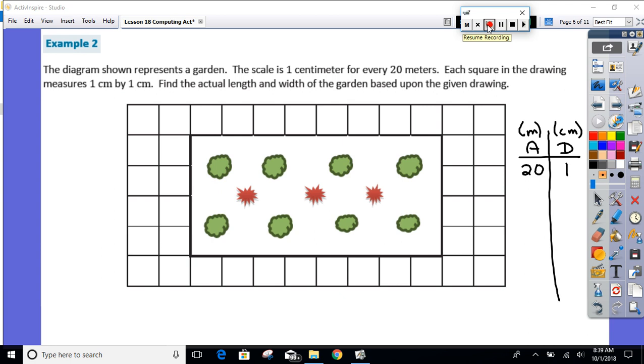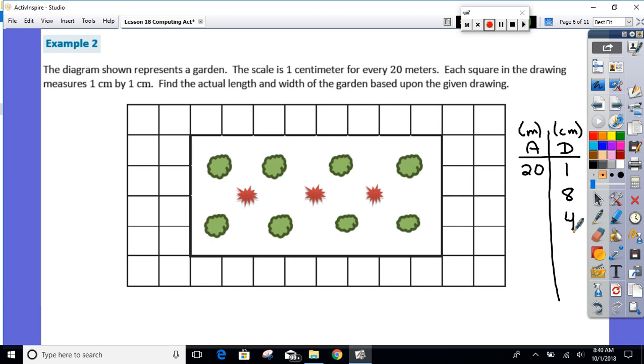Okay, Connor with an E, what did you put as the length and the width of the drawing, as in the picture? What was its length and width in centimeters? 8 and 4. Okay, good. So on the drawing, along the bottom, we have 1, 2, 3, 4, 5, 6, 7, 8. Along the side is 1, 2, 3, 4 squares. So it's 8 by 4.